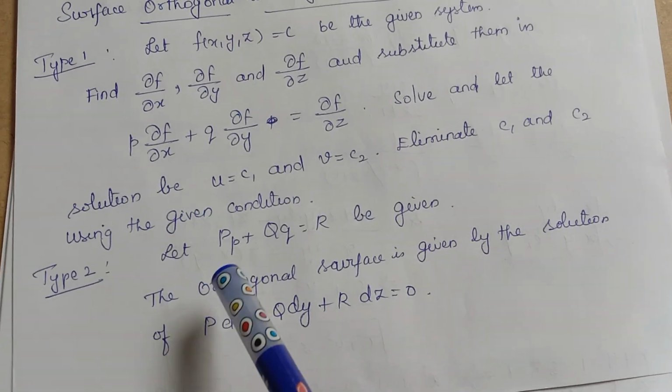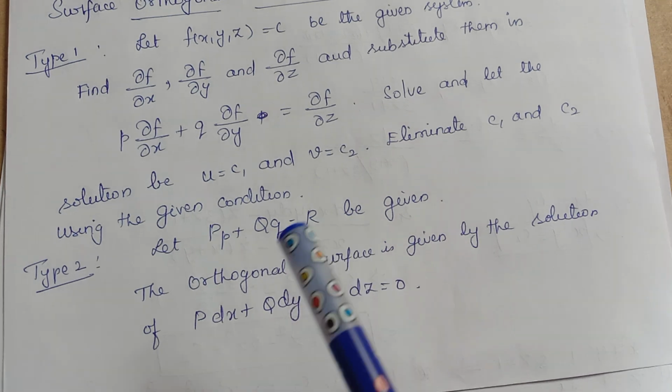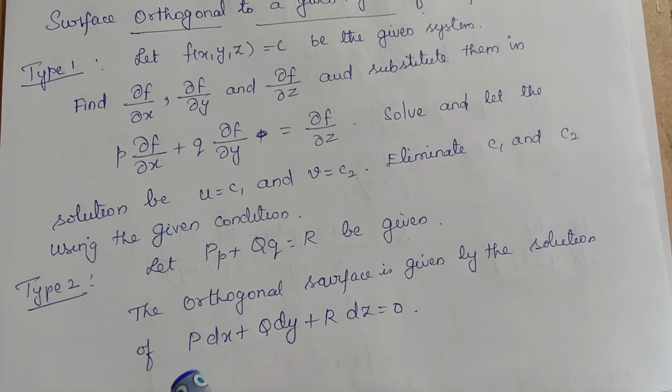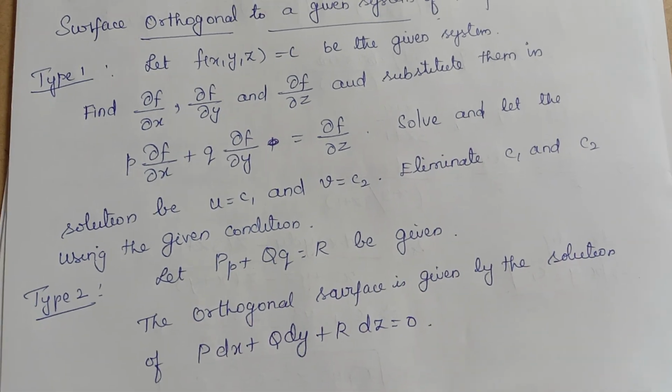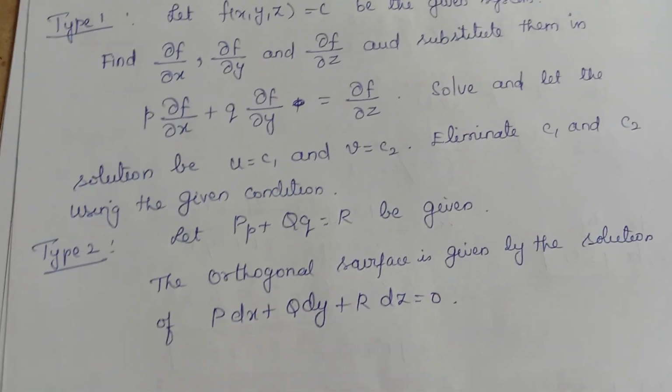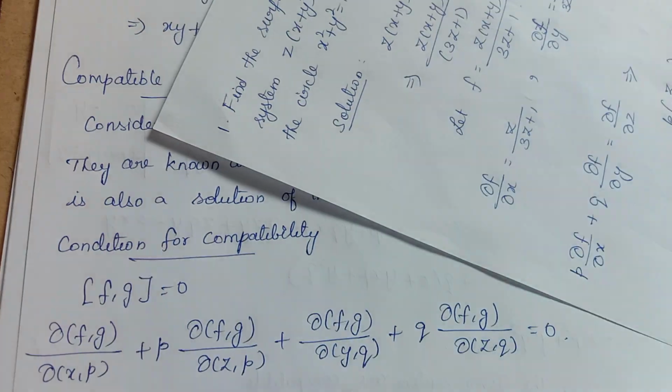The second case is, suppose the question itself is given in the form Pp plus Qq equal to R, then the orthogonal surface is given by P dx plus Q dy plus R dz equal to 0. Right. Now let's see the problems.